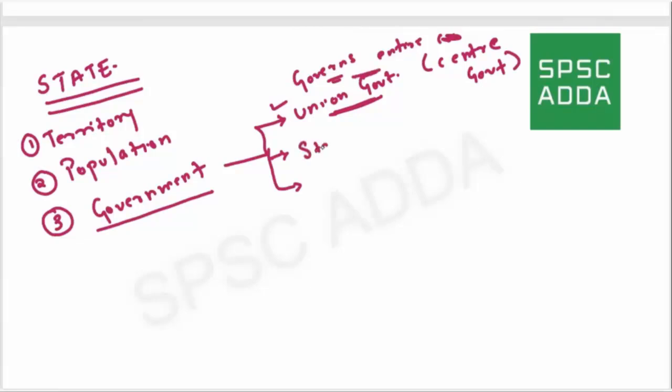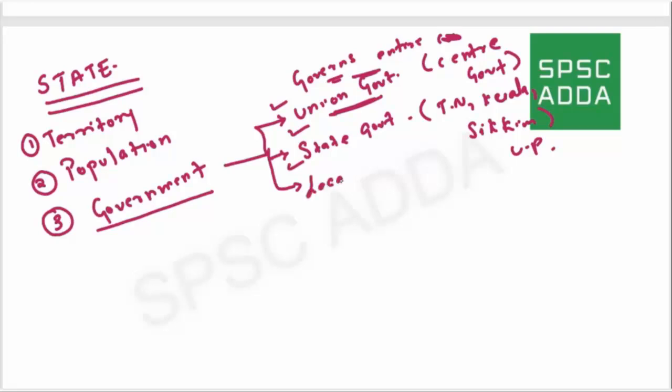Then you have state government. For example, state governments of Tamil Nadu, Kerala, Sikkim, Meghalaya, Maharashtra, Uttar Pradesh. All those state governments are there. So union government for the entire country, and state government. You understood these two types of government? Yes, sir. Now there is a third type of government called local self-government.